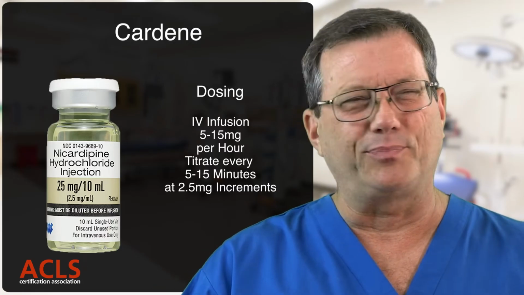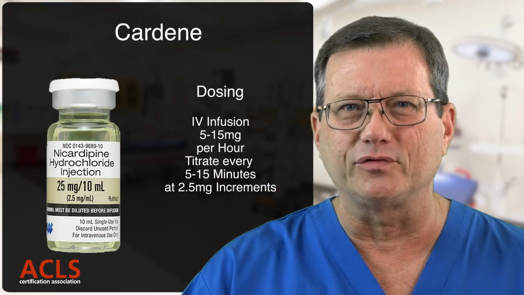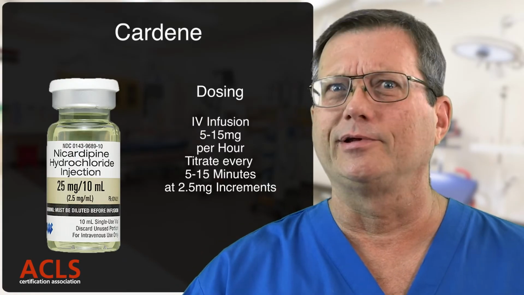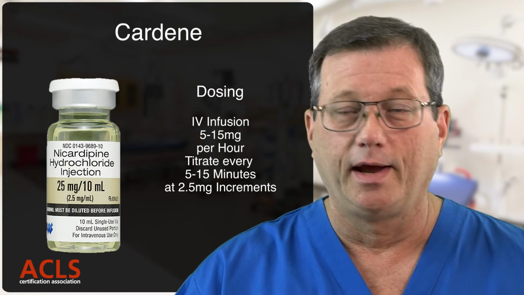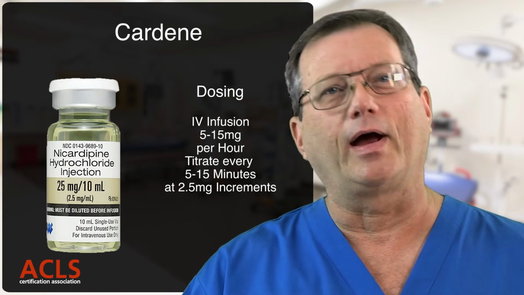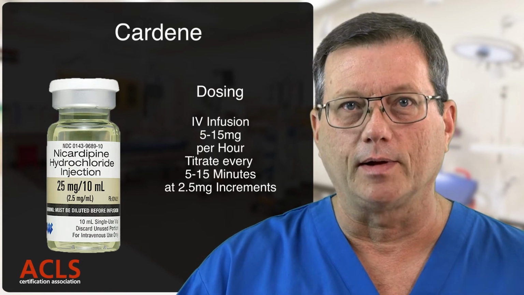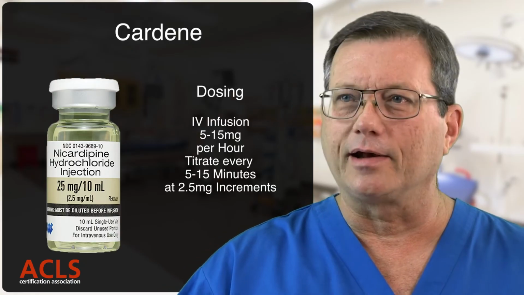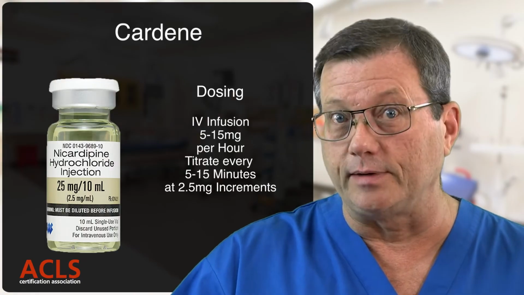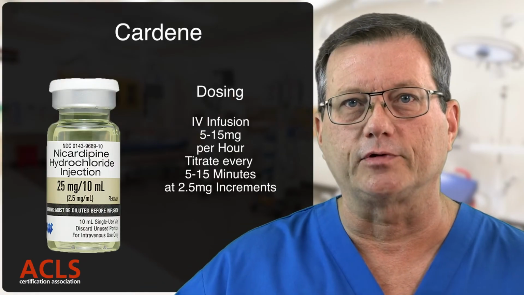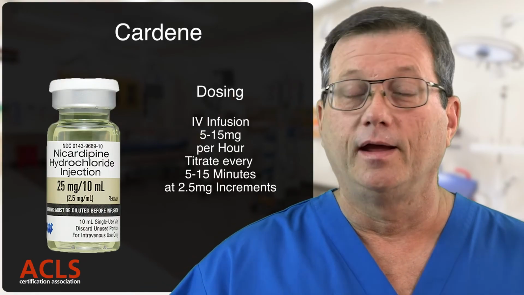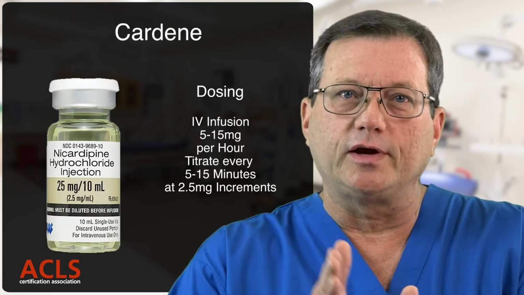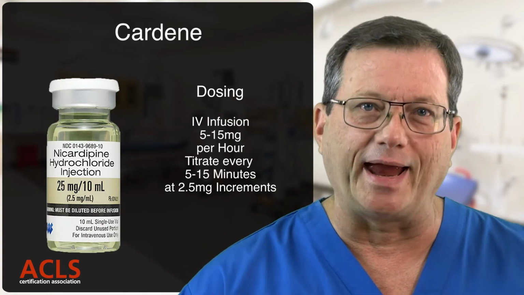Now you're probably thinking, boy, that sounds familiar. Where have I heard that dosing before? Well, you probably don't use Cardene all the time, but you probably use Cardizem all the time. And the dosing for Cardizem is 5 to 15 milligrams per hour, but the titration increment is 5 milligrams. So about every 15 minutes, 5 to 15 minutes, you're gonna bump it up 5 milligrams. And that's how I remember it. It's the same as Cardizem, except the dosing titration amount drops by half.